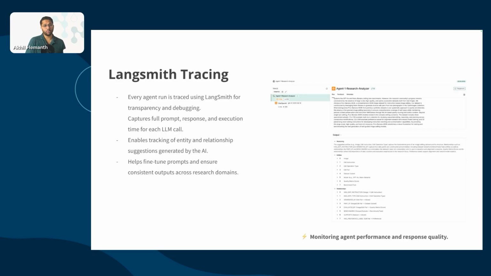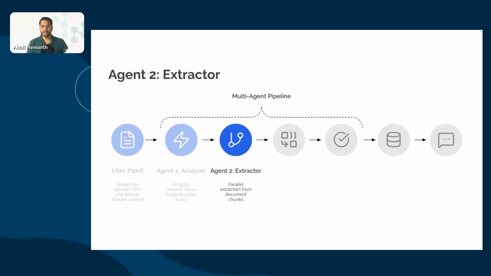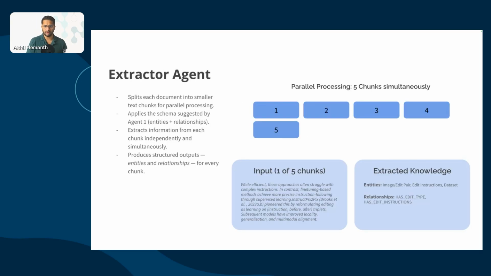So now we have put in the data. We've chosen the entities and relationships. We've also used the agent one's analyzer to give us some examples and ideas of what we should also look for in the data set. So the next agent is the extractor agent, wherein we take the documents, we chunk them, and then we compare the entity types that we have chosen in step one to what is present in the research paper. I'll tell you more about it.